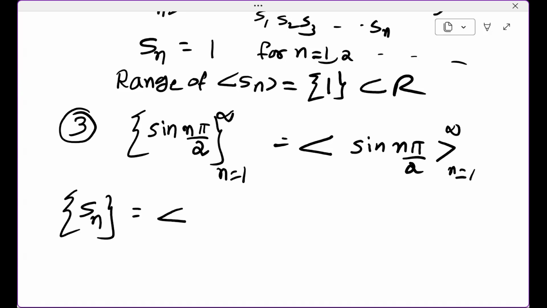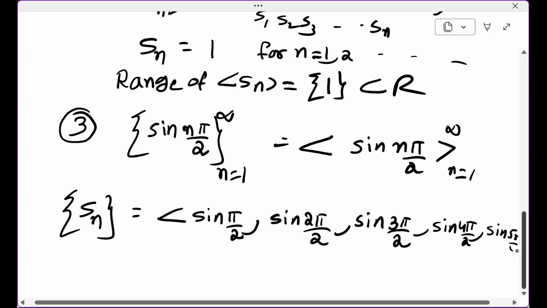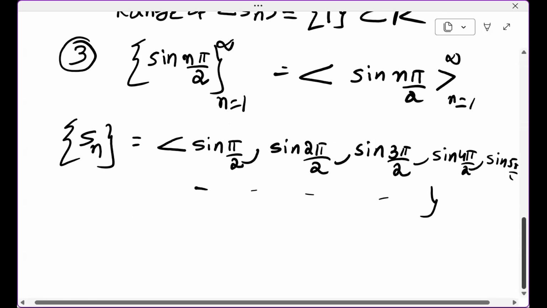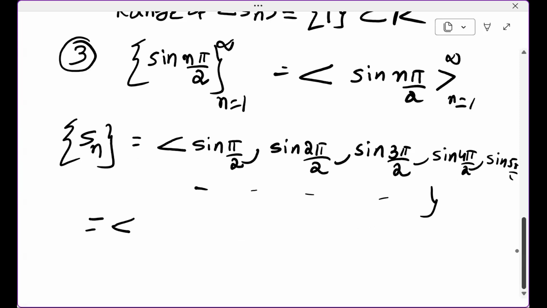Put n equal to 1, sine pi by 2. Put n equal to 2, sine 2 pi by 2. n equal to 3, 3 pi by 2. n equal to 4, 4 pi by 2. 5 pi by 2, and so on. Okay. Now, what are the values? Nothing but sine 90, 1, sine pi, 0. Sine 180 is 0.